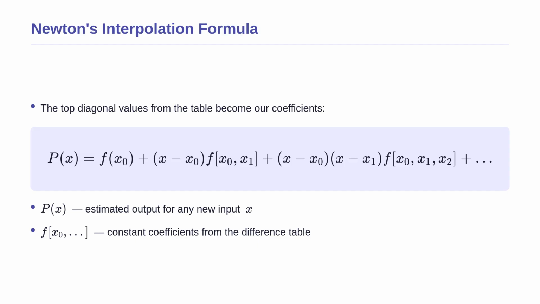With our differences calculated, we can finally construct our polynomial. This formula might look long, but it is built systematically. We take the top value from each column of our difference table and use them as constant coefficients. The terms with x minus x0 ensure that if we plug in one of our original data points, all the subsequent terms cancel out to 0. This brilliant algebraic trick guarantees that our curve passes exactly through every single known data point. If we increase the number of data points, we simply add more terms to the end of this equation.